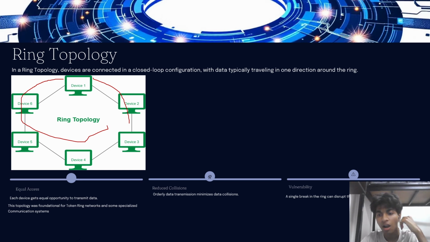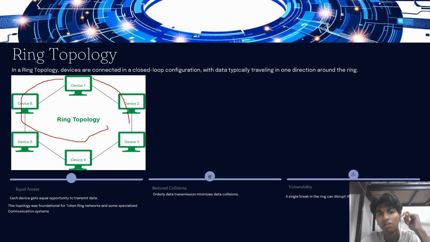This has many advantages and disadvantages, but disadvantages are more prominent. Advantages being the data flows in a very organized manner and there are no data collisions, as there are two clear paths and thus there's no collision in between data. And the best one being that there's equal access for all the devices.